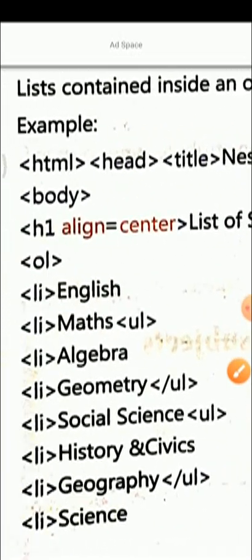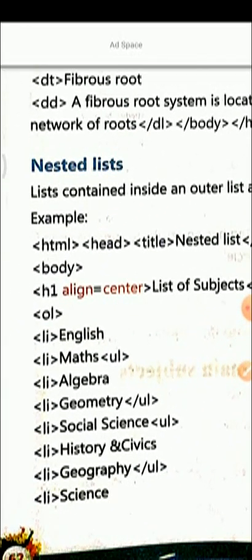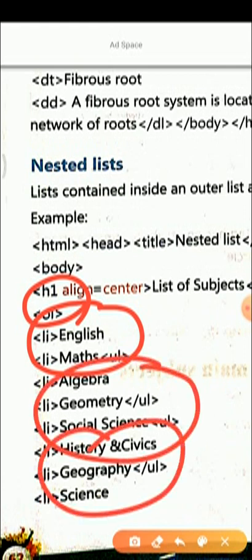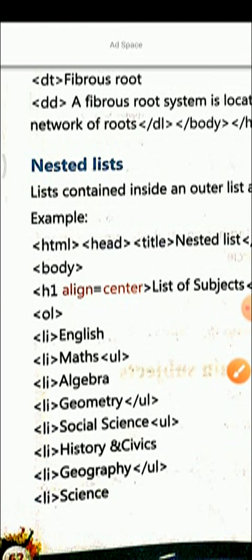In math there are two types, algebra and geometry. In social science, history and geography. So a list within a list is called a nested list. How can we create it? First of all you have to take OL. In that you can have LIs, and in that you can create another UL with its LIs. In this way you can create a list within a list. Let's have an example directly.